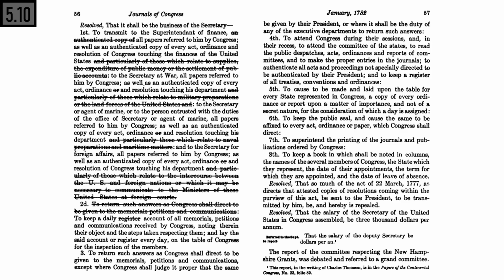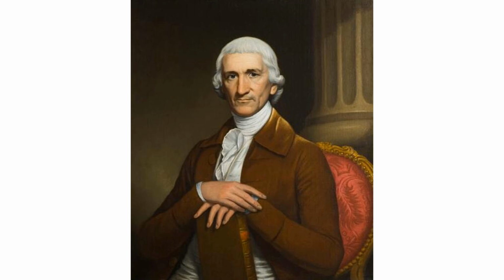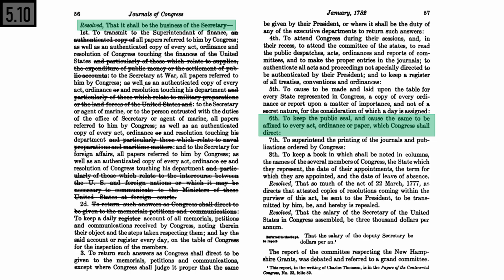Skipping ahead over a year once again, on January 28, 1782, the Continental Congress would appoint their secretary, Charles Thomson, to deal with matters regarding the Great Seal.